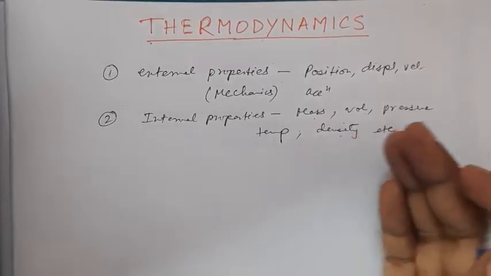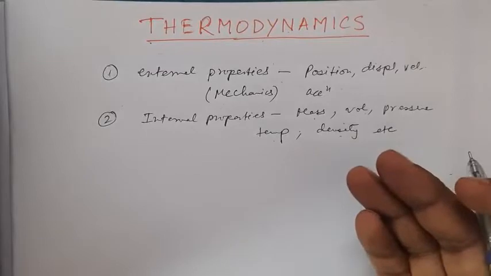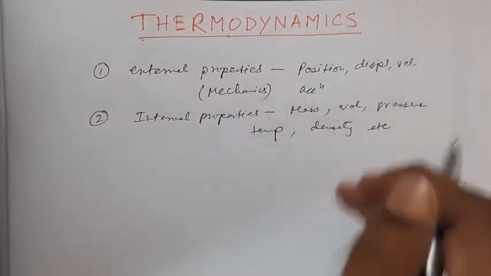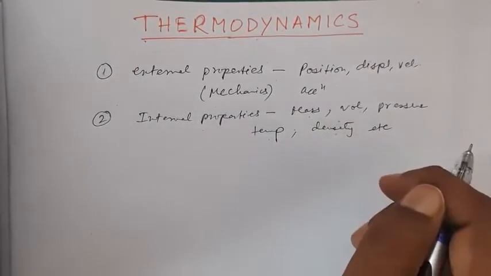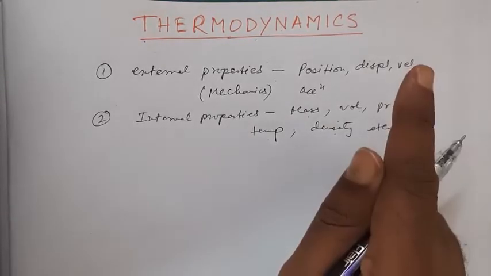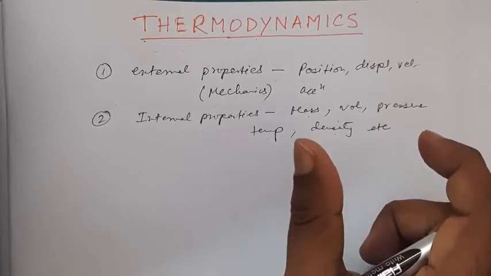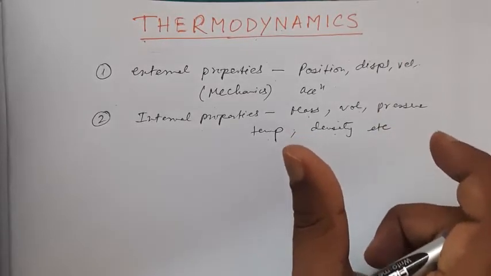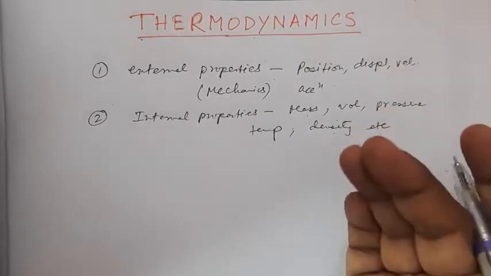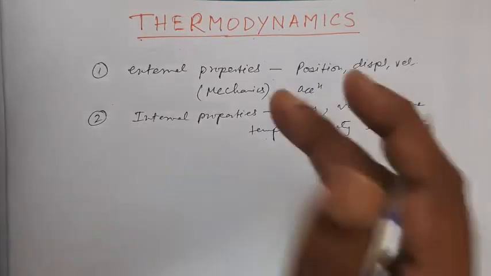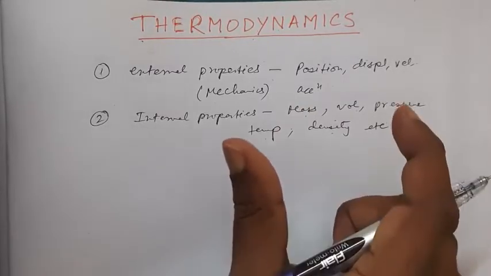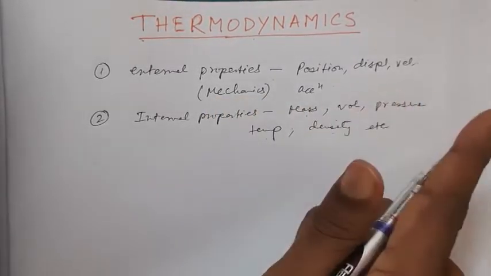Now, we have heard the word macroscopic or bulk. These are bulk or macroscopic properties, not microscopic, and they can be measured by simple experiments. Any change in these properties generally involves transfer of energy. Now, this phrase is very, very important: transfer of energy in the form of heat or work.